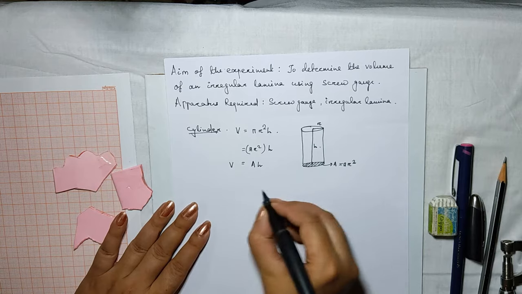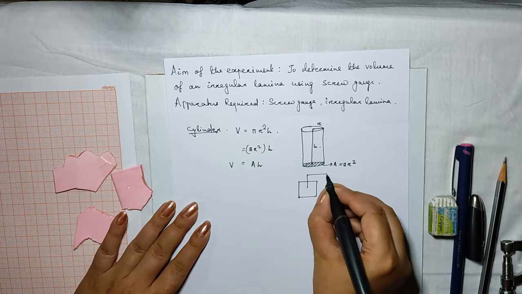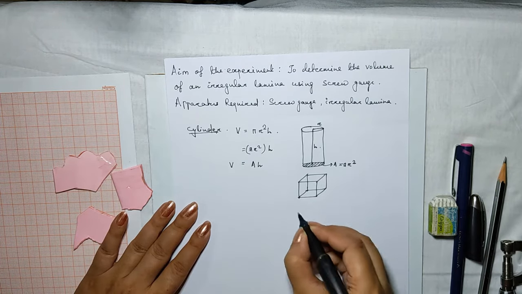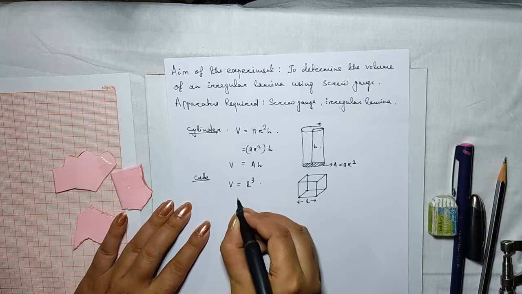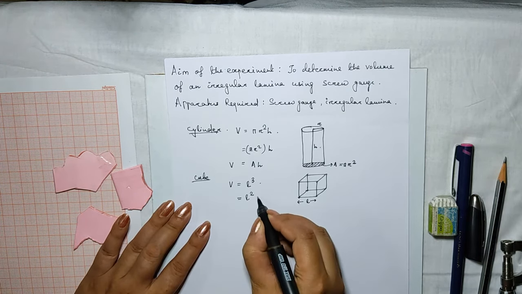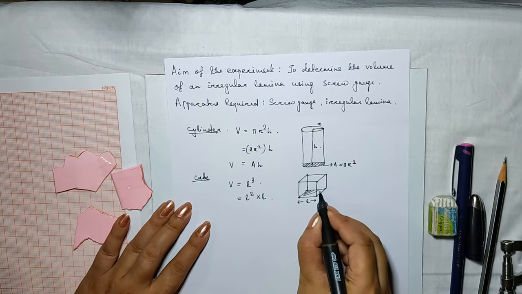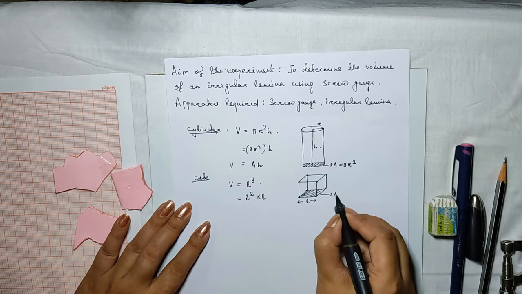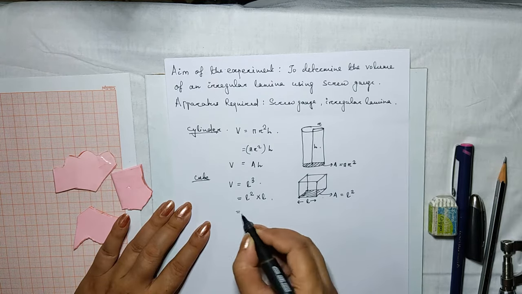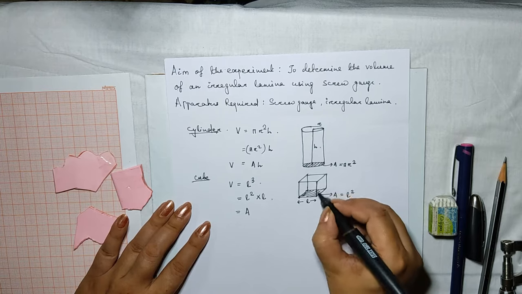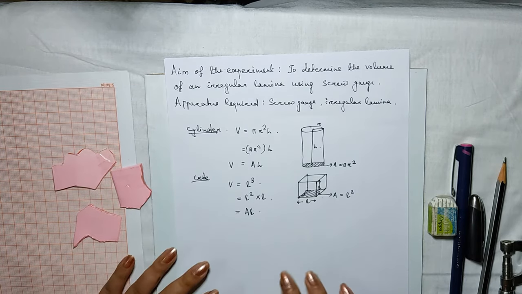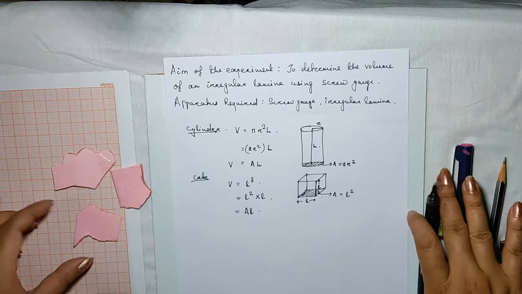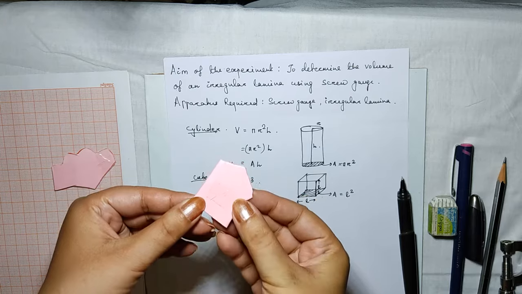Similarly, let's take a cube and try to understand how the volume is calculated. If this is a cube of side L, you will tell me the volume V is equal to L cube. Now I can divide this L cube into two parts: L square into L. What is L square? L square is the cross sectional area, which is a square here. So L square is the cross sectional area, and h is the height. Here height is equal to L. So indirectly the volume is just the product of area and height. In this format, we can apply this rule to calculate the volume of this irregular lamina.